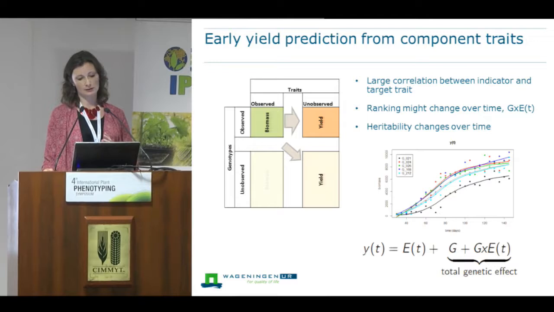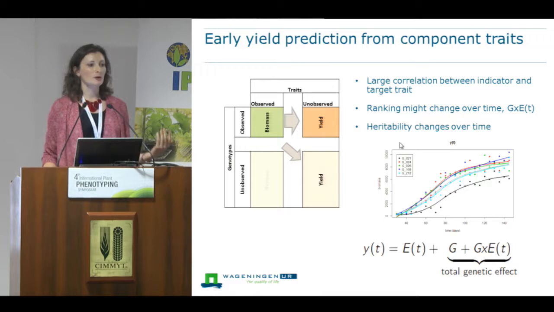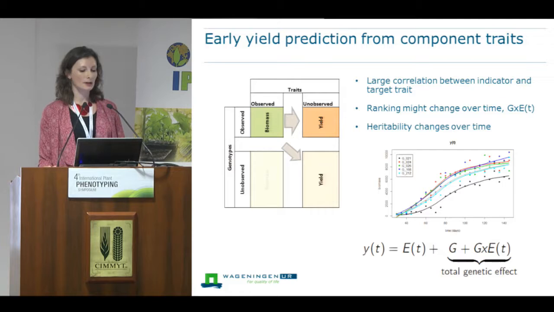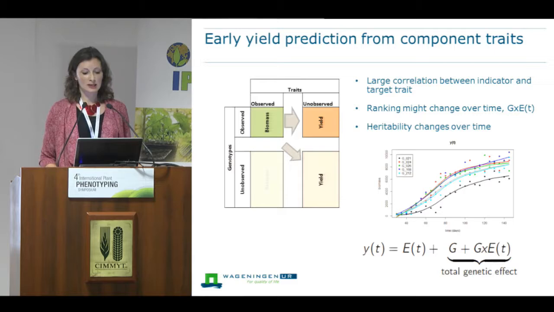We have also another problem. If we want to approximate biomass for many genotypes, this is really expensive and difficult, and we need to phenotype many time points. So one way of approximating these correlated traits is by high-throughput phenotyping. However, the heritability of high-throughput phenotyping also changes over time. So this is yet another challenge that needs to be considered.